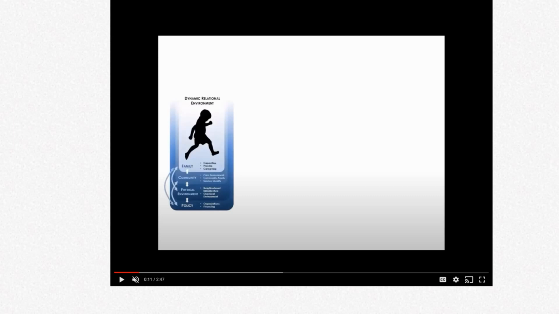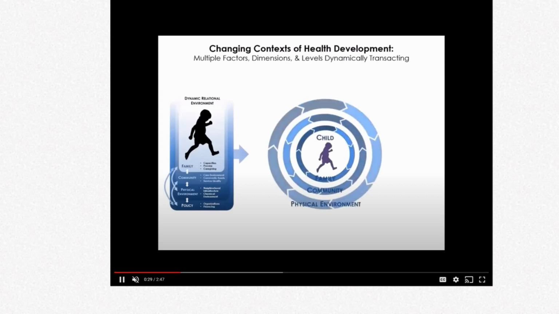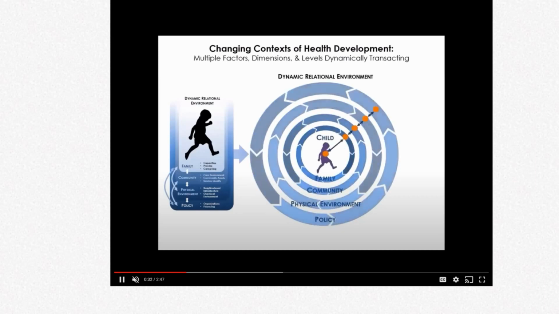So then we have the community, same thing, right? The family can affect the community, the community can affect the family. You have the physical environment, you have policy. And so all of these things play a role, and they're interacting at every single level of the health model. And so then, moving right along, you have this dynamic relational environment.